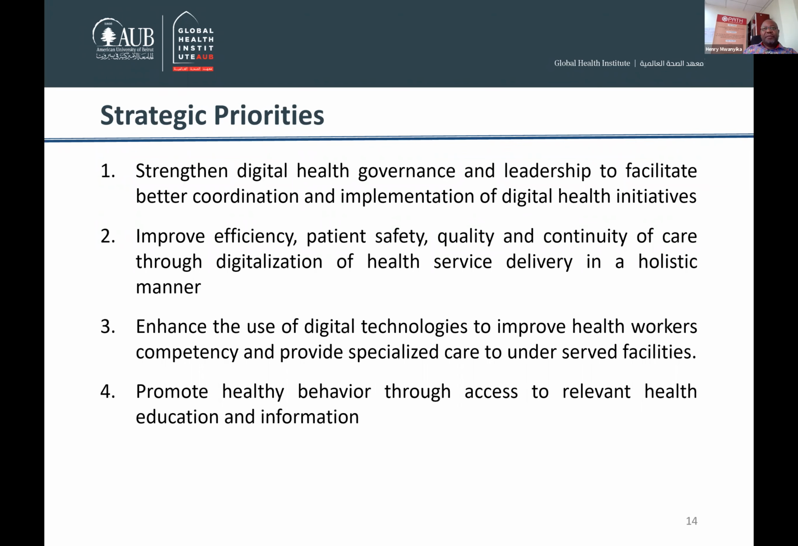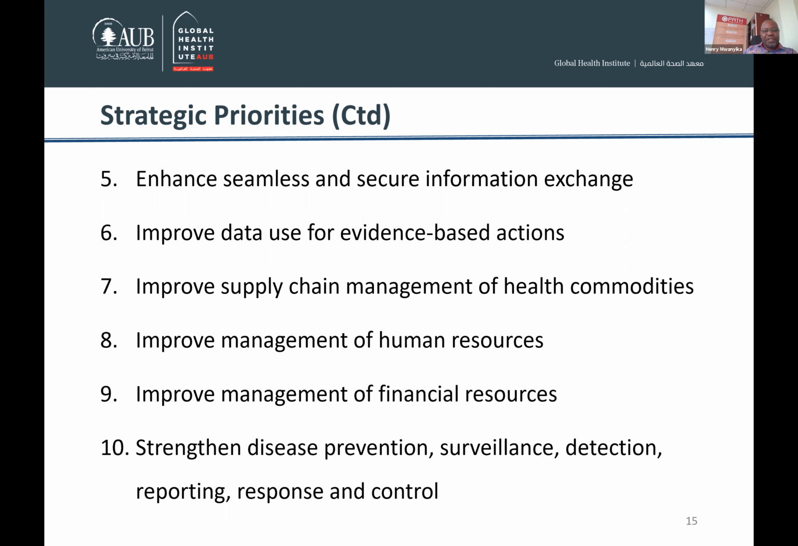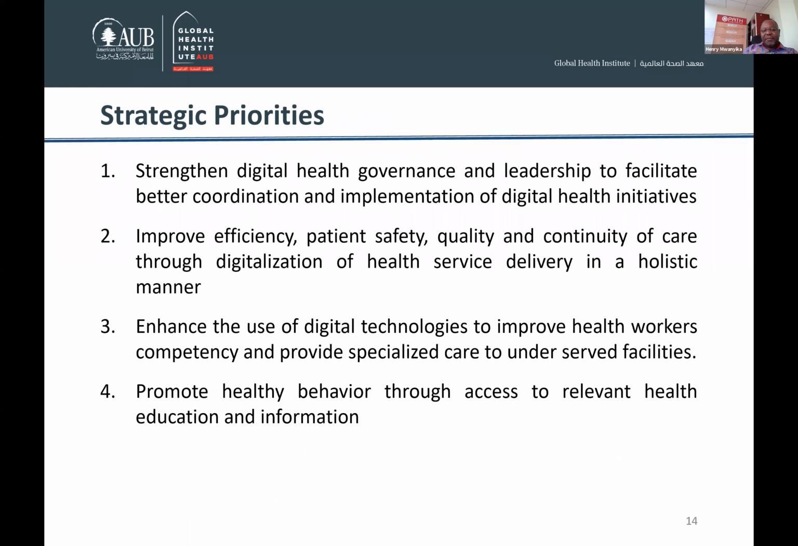And we talked about availability of resources, so supply chain management of health commodities. How can we improve those? Also, how can we improve management of human resources and management of financial resources? And how can we strengthen disease prevention, surveillance and detection, reporting and response control? As you can see, it provided a wide range of priorities.